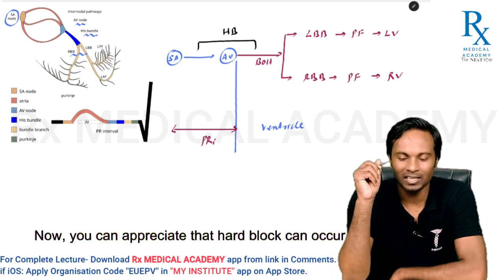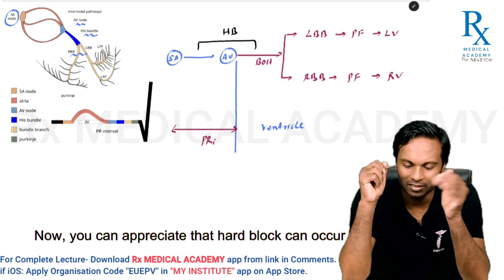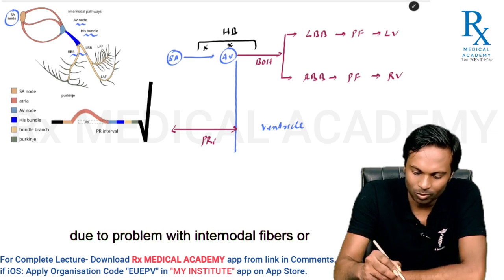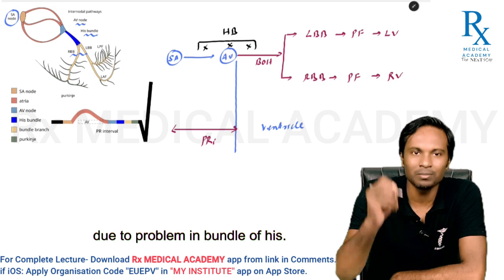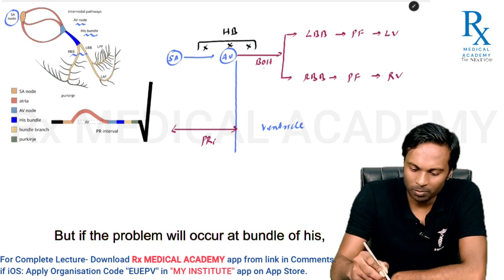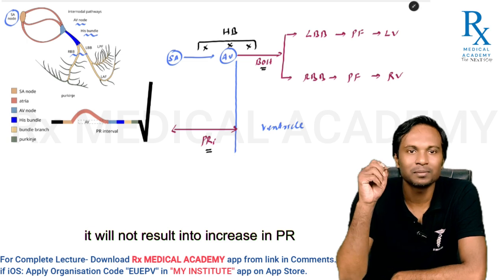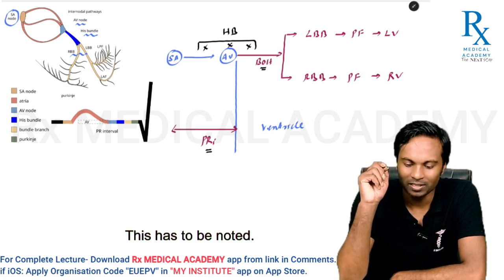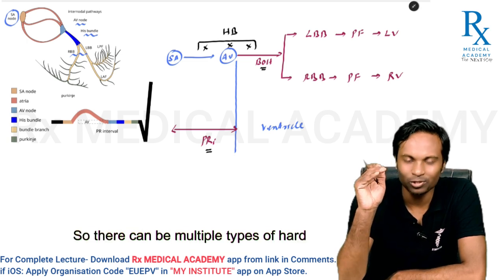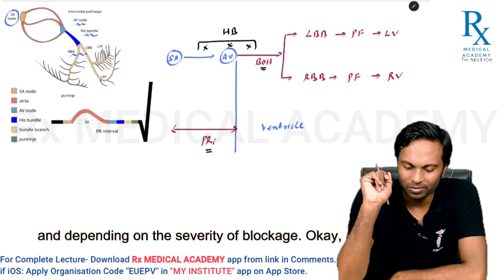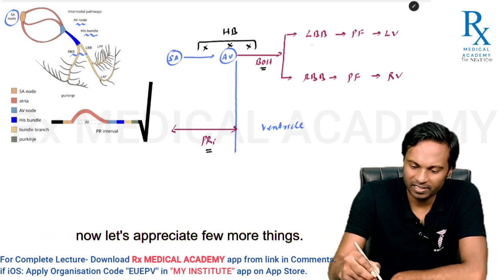So damage to these areas can result in heart block. Now you can appreciate that heart block can occur due to a problem with the AV node, due to a problem with internodal fibers, or due to a problem in the bundle of His. But if the problem occurs at the bundle of His, it will not result in an increase in PR interval. This has to be noted. So there can be multiple types of heart block depending on the area of blockage and depending on the severity of blockage.